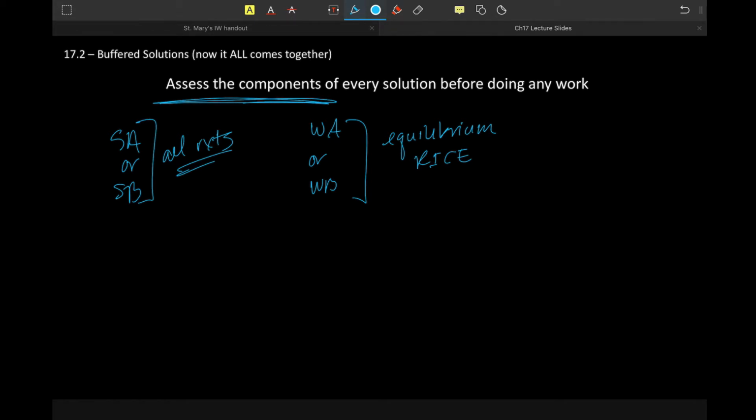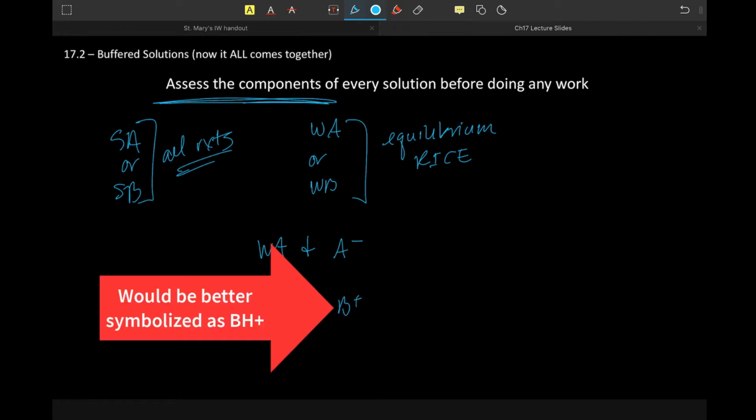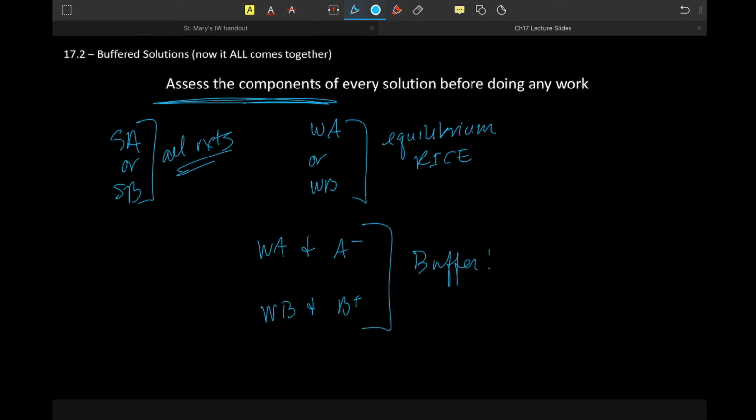Then we have a further scenario where we have a weak acid and its conjugate, or a weak base and its conjugate. In either of these two scenarios, that means we have a buffer system, and we have to be even more thoughtful about the work that we're going to do. And then obviously, any of these scenarios could be more thoughtful if we then take that scenario and add something to it. So anyway, make sure you assess what's present.